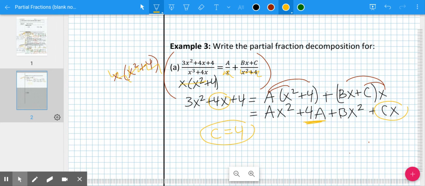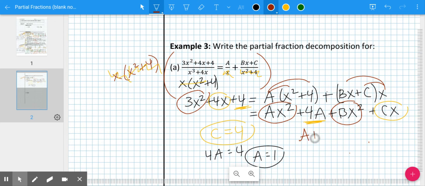Similarly, A has to be 1 because 4a is the only constant. It has to equal 4. So a has to be 1. You can also tell me that ax squared and bx squared give you the 3x squared. So a and b equal 3. So plug in that a as 1. You'll find then that b is equal to 2.